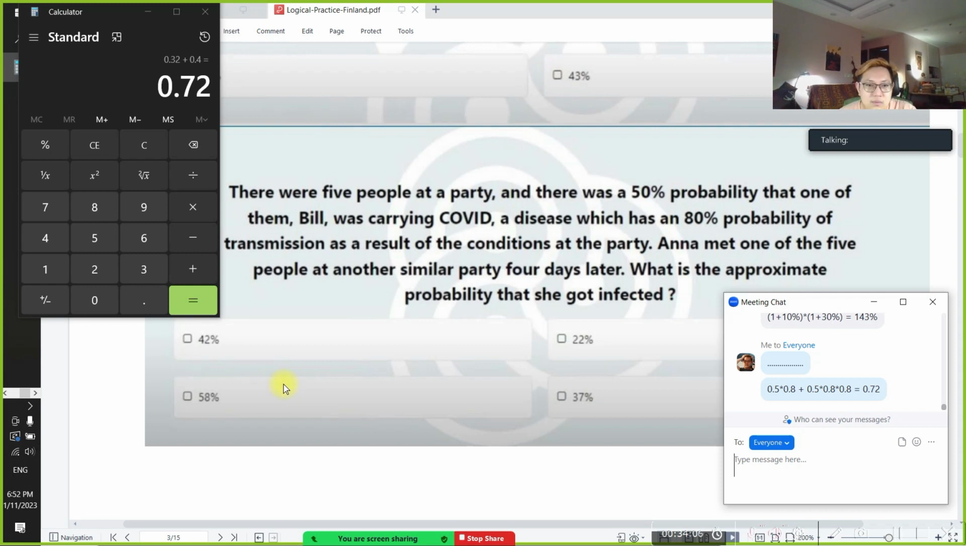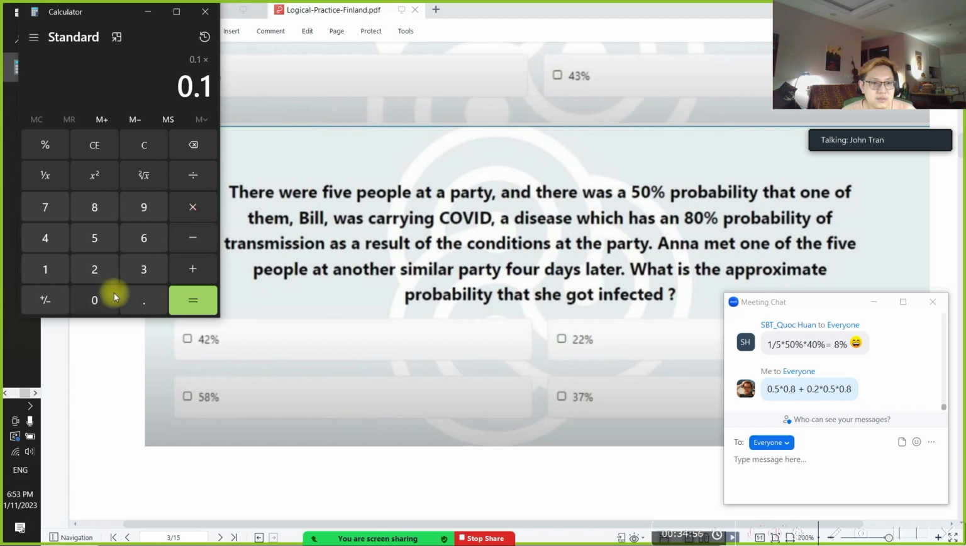I think one of the 5 people in the party. Let's try another logic, shall we? Let's say that one of the 5 people at another party 4 days later. Let's say one of the 5 is 0.2, okay? And then they have a 50% probability and then times another 0.8. Let's try this one. No, it cannot be that small, I think. Let's try something else, shall we? 0.2 times 0.5 times 0.8 and then plus 0.4. Yeah, but it's none of the answers here. 0.48.